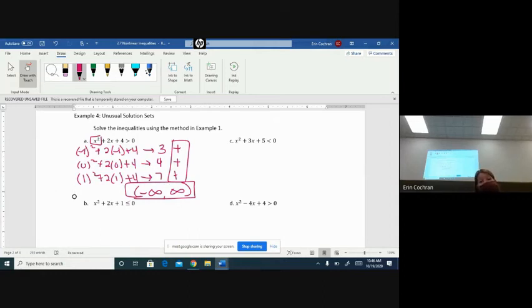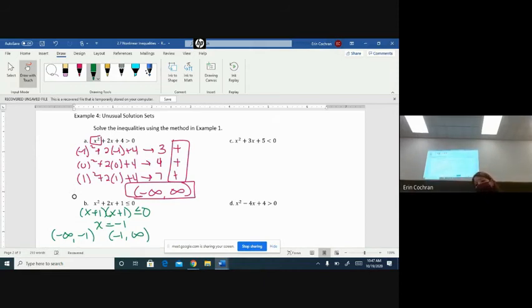All right, if you look at B here, can we factor this one? What times what is 1 that adds to B? Isn't it 1 and 1? So we could factor this one, couldn't we? Yeah. So what is my value for x? -1, right? So the test intervals would be -infinity to -1, and -1 to positive infinity, right?